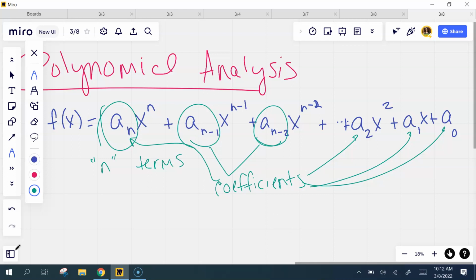But in order for this to be a polynomial, these coefficients have to be real numbers. So if you see an I for an imaginary number, I'm not a polynomial. Okay, it's got to be real numbers.